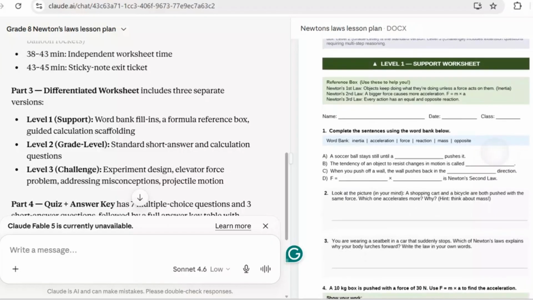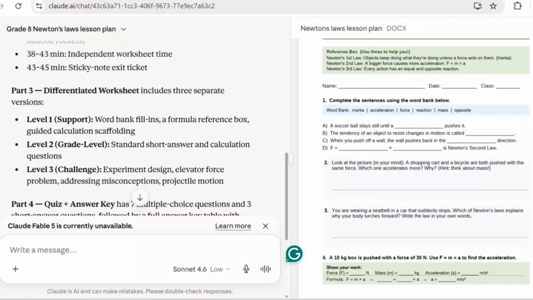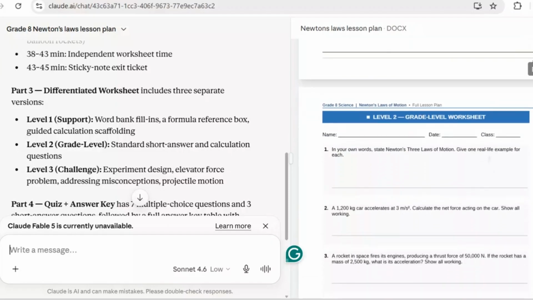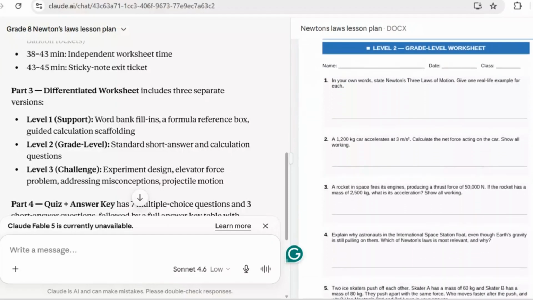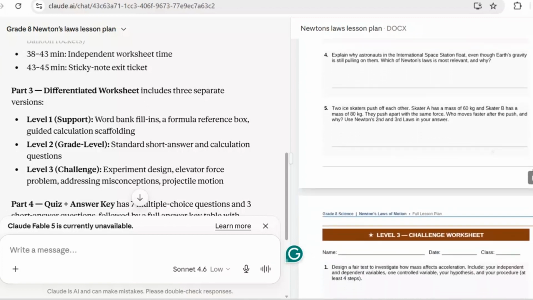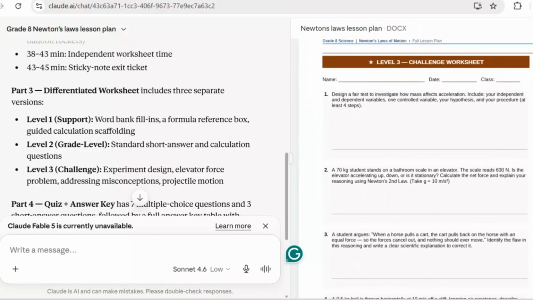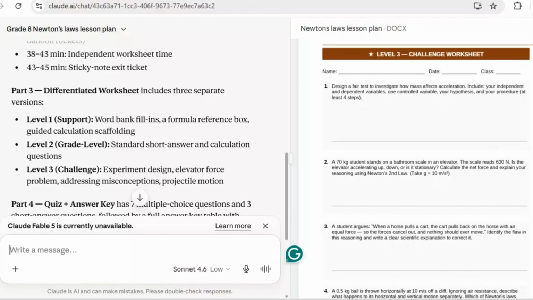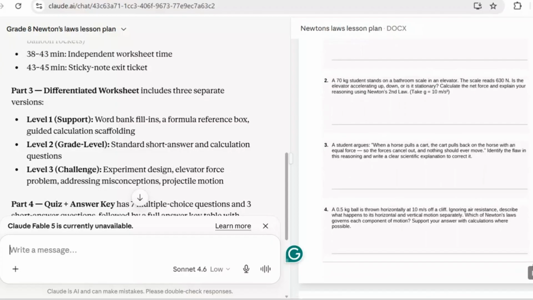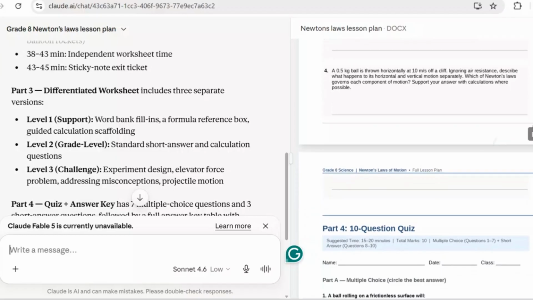Level 1, the support level, has word blank fill-ins, a formula reference box, and guided calculation scaffolding. For level 2, which is a grade-level worksheet, I have standard short answer and calculation questions. And level 3 is also a differentiated worksheet, considered the challenge worksheet compared to the others, where I have an experiment design, an elevator force problem, and where I address misconceptions and projectile motion.